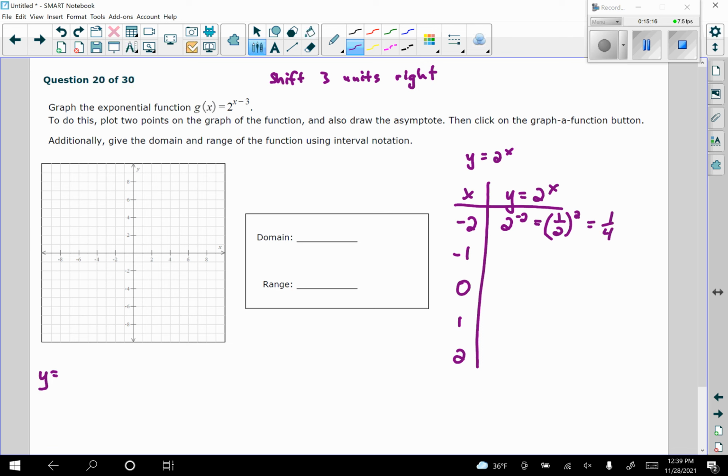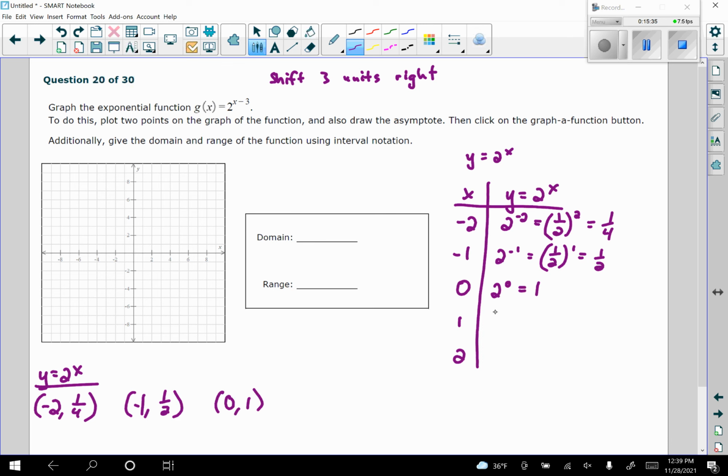So on y equals 2 to the x, we have the ordered pair -2, 1/4. 2 to the negative first becomes 1/2 to the first, which is just 1/2. So we have -1, 1/2. We'll have 0. 2 to the 0 is 1. We always have 0, 1. 2 to the first is just 2. So we'll have 1, 2. And then 2 squared is 4. So we'll have 2, 4.